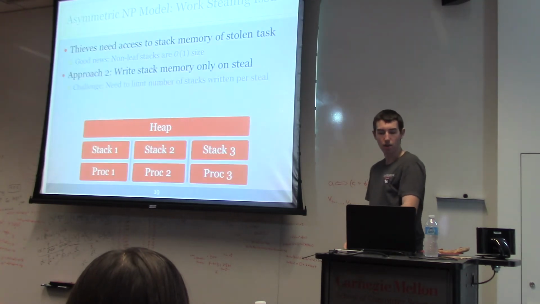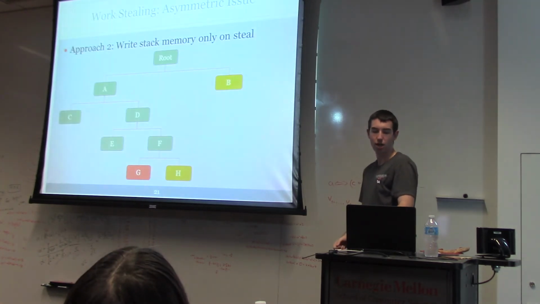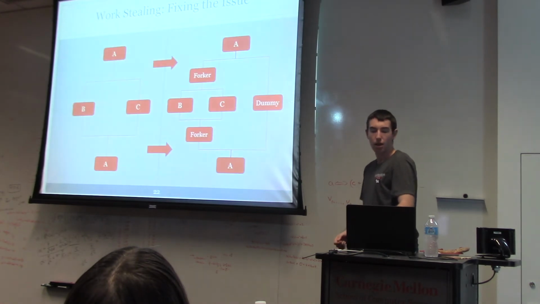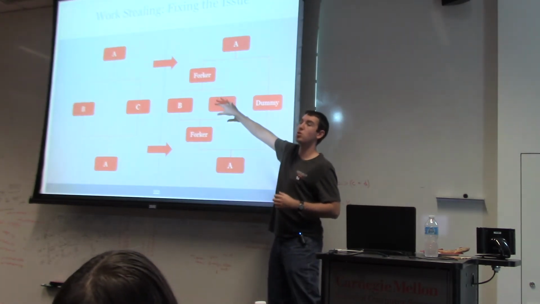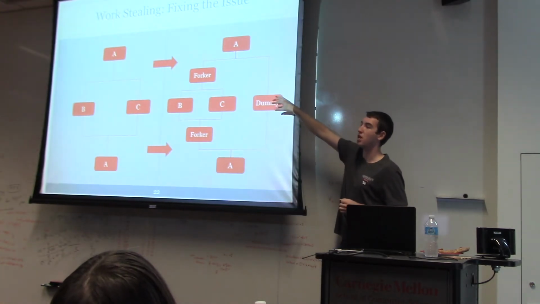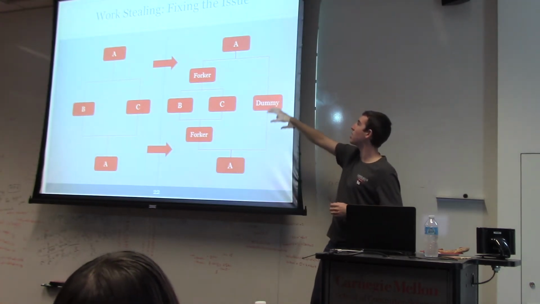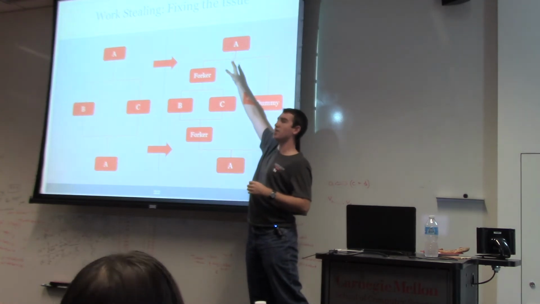So going back to our change here, this means that in order to steal C, a processor would first need to steal the dummy. And when you steal the dummy, then you have to write out A's stack memory.